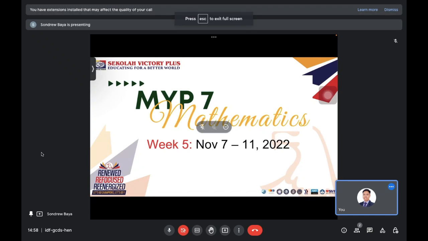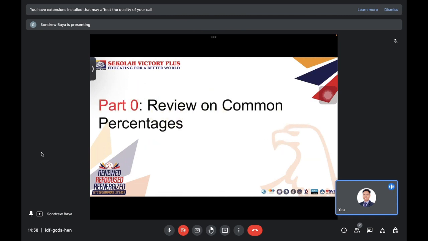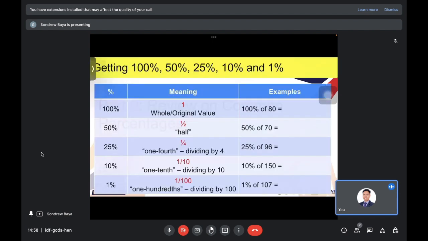All right, everyone. For this week, week number 5, we are going to proceed and continue with our discussion last week. For this week, let's try to review first on common percentages. For common percentages, we are going to focus on the following percentages: 100, 50, 25, 10, and 1%.